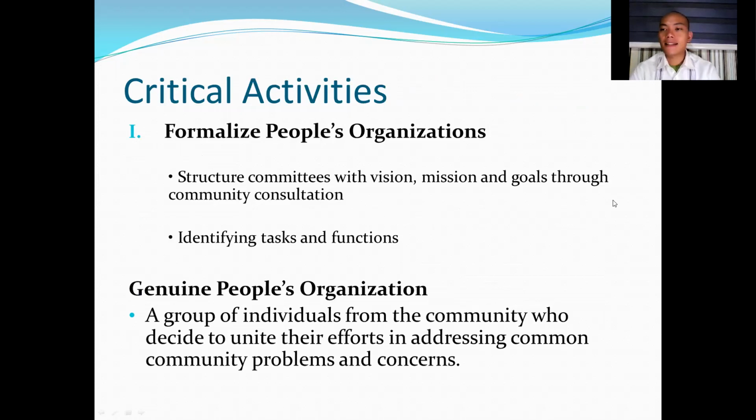Critical activities in this organizational phase. Number one, formalize people's organization. We are going to formalize people's organization. So we are going to start building structure in communities with vision, mission, and goals through community consultation. And we are going to identify tasks and functions of these groups or people's groups that we are going to form.